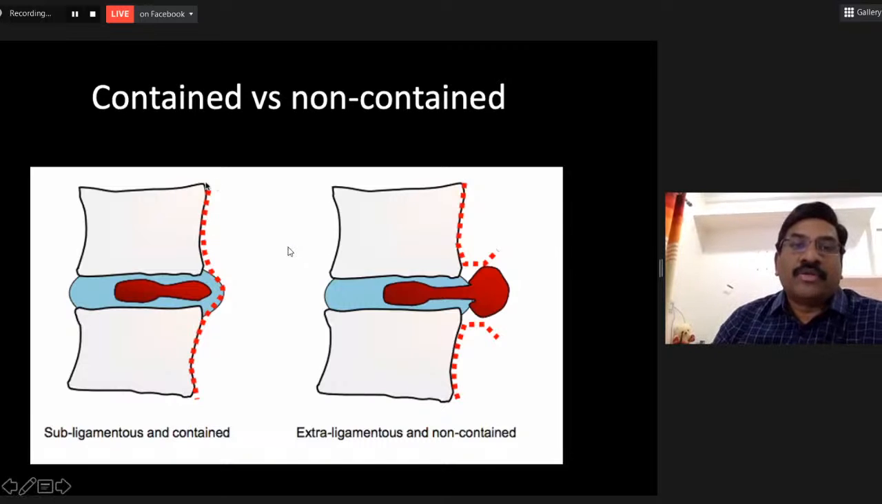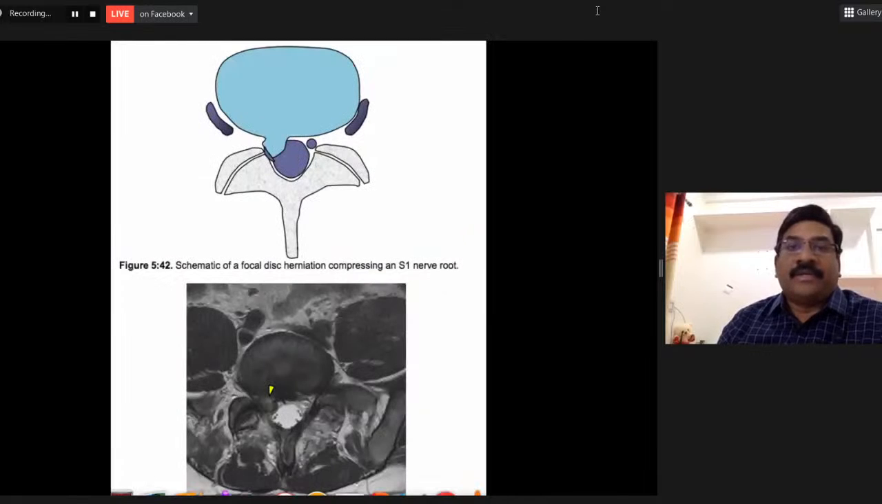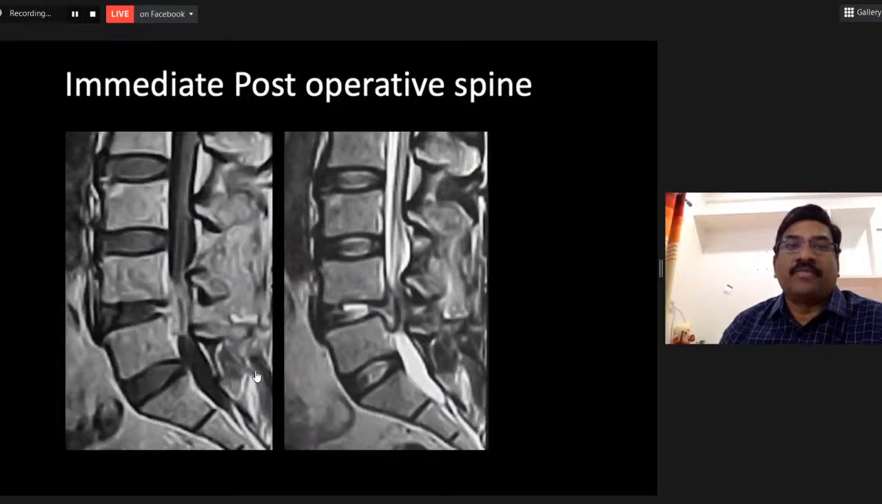When the posterior longitudinal ligament is intact and the disc is contained, this is called a contained disc. When the posterior longitudinal ligament tears apart and the disc comes out, it's called an extra-ligamentous non-contained disc herniation. Most sequestrations are extra-ligamentous and non-contained. These are a few examples of focal disc herniations affecting the nerve root.